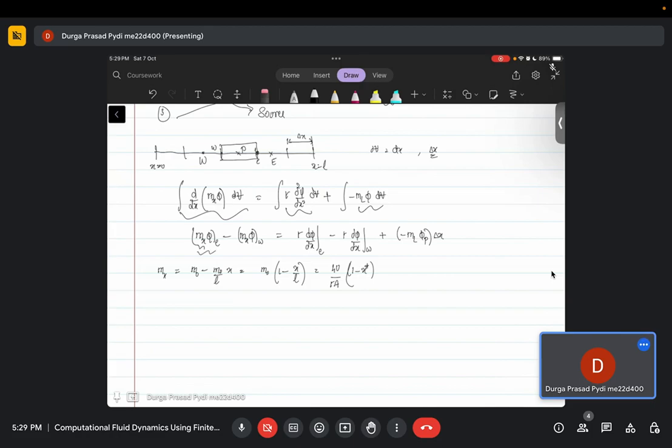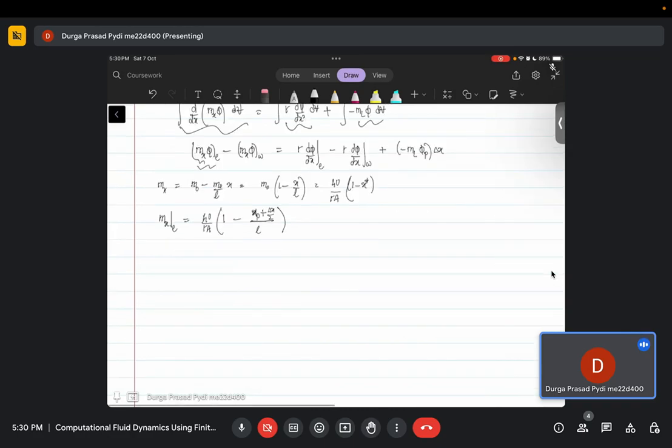So on the east face, if this is my cell, this is my x, so mx on the east face is essentially 40 by gamma A into 1 minus x, where x for the east face is cell centroid xp plus delta x by 2. So this gives me the value of mx on the east face, and similarly on the west face it will be 40 by gamma A, 1 minus xp minus delta x by 2.